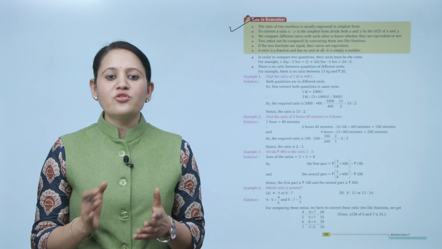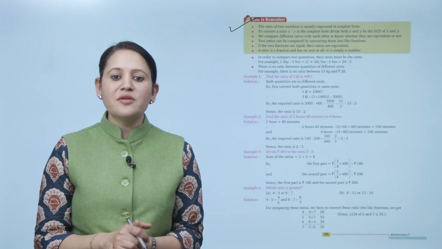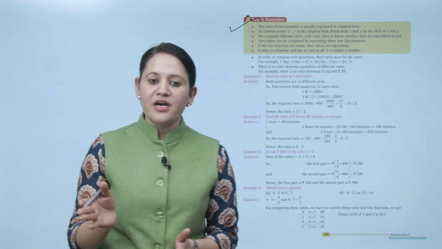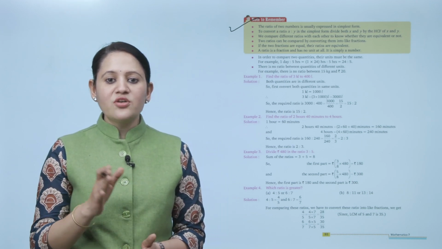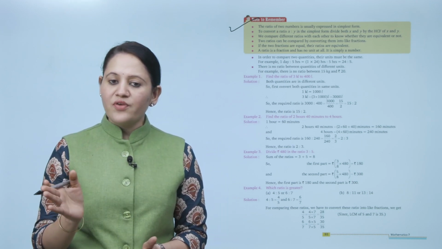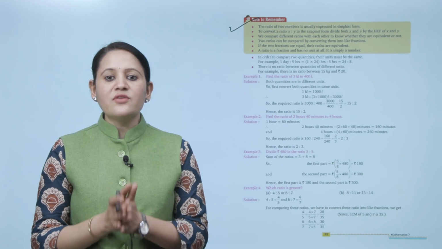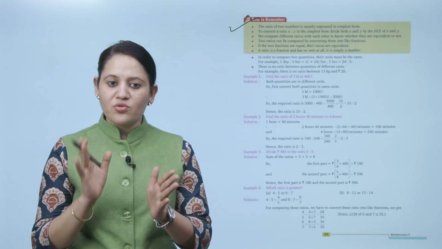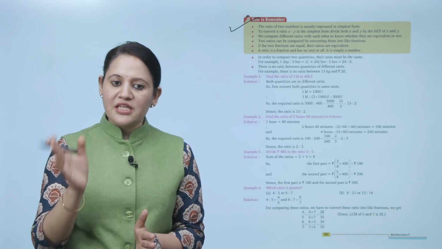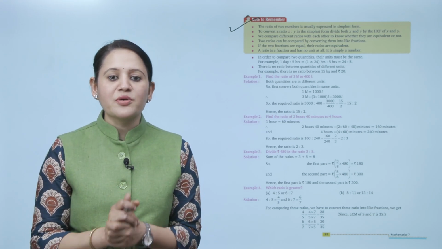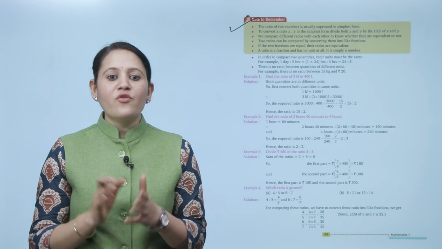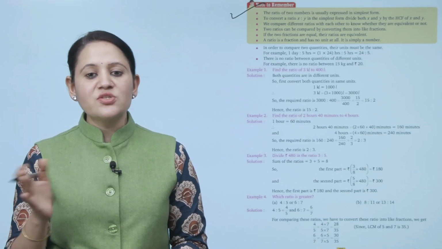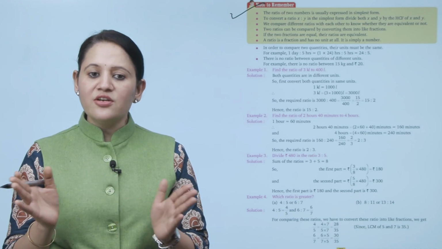Clear? In order to compare two quantities, their units must be the same. For example, 1 day ratio 5 hours. So 1 into 24 hours ratio 5 hours. So 24 ratio 5. There is no ratio unless the units of both are the same. So first we'll convert into the same unit, then we'll compare. There is no ratio between quantities of different units. For example, there is no ratio between 15 kg and 20 rupees because the units are not the same.